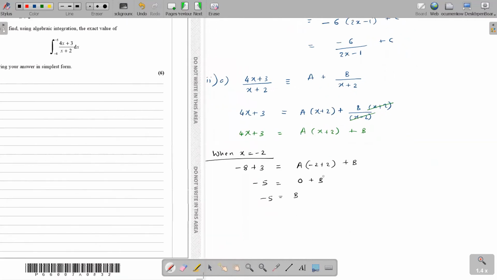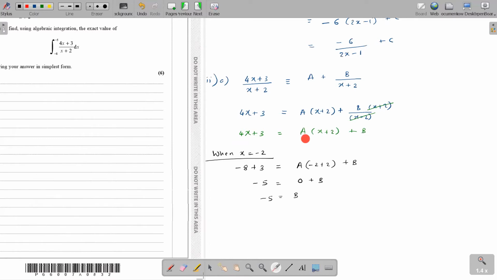Then getting the a value. You might be thinking, can we put any value we want for x? Yes, you can actually put any value you want for x. You can put x is 1, x is 10, any value. Just be strategic about the x value you use. I used x equals minus 2 because it makes this term become 0, and then I can easily find b. Now I just need to find the value of a.